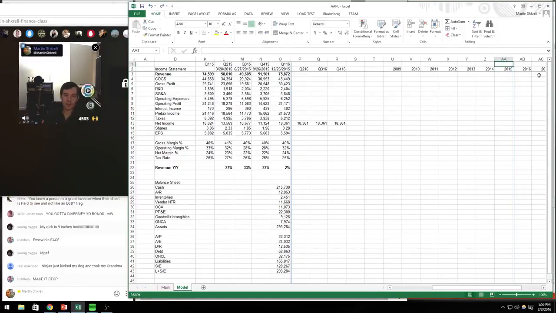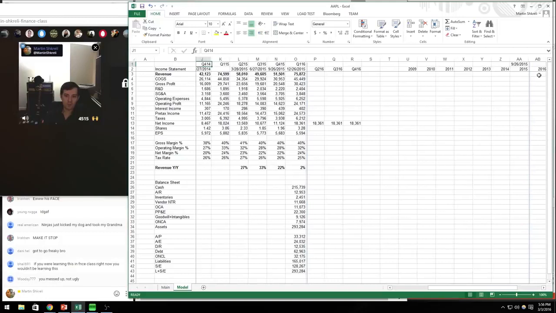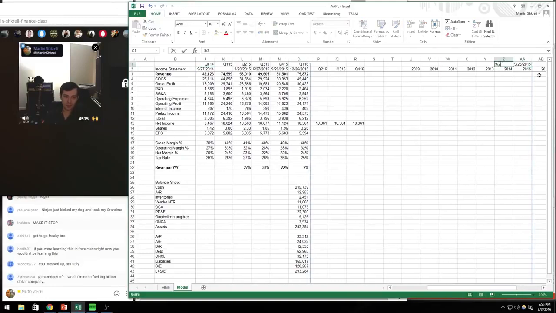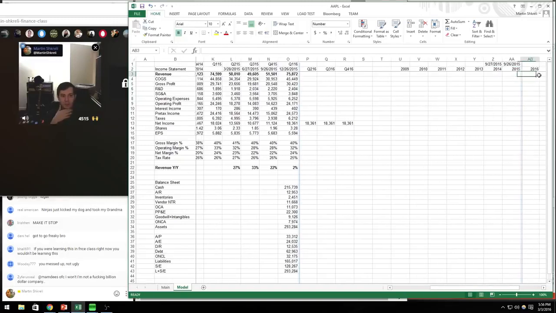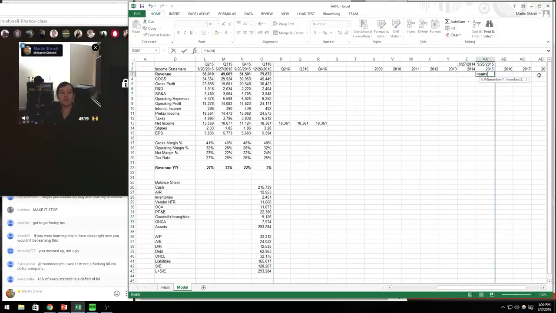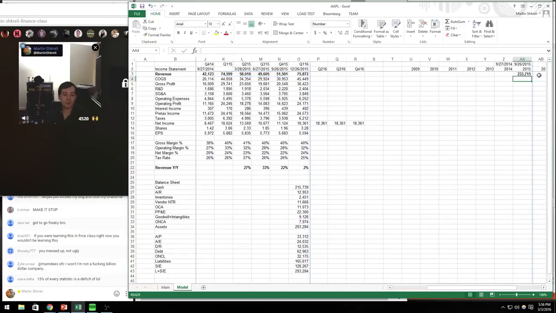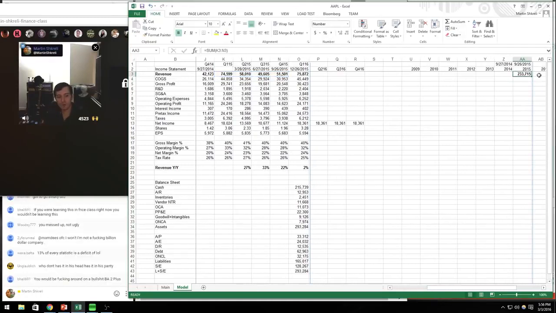It's the year that ends in 9/26/15. Apple has this wonderful policy of having these kind of offbeat fiscal years, like the government's fiscal year, right? It ends in a different period. So the way we're going to tally these is going to be kind of interesting. We'll do equals sum, and we can see that Apple generated $233 billion of revenue.